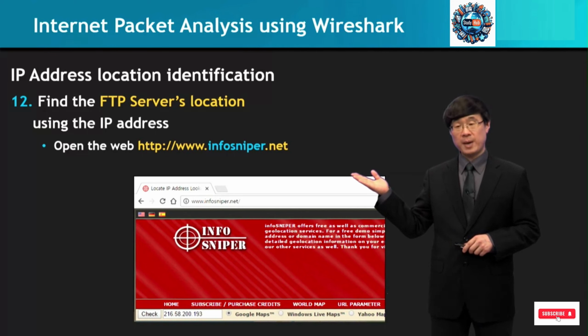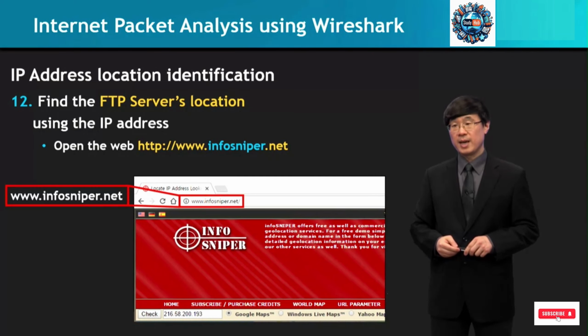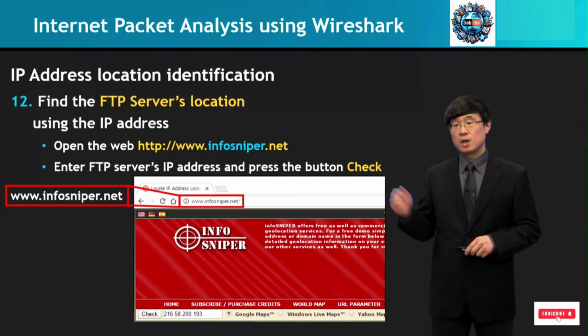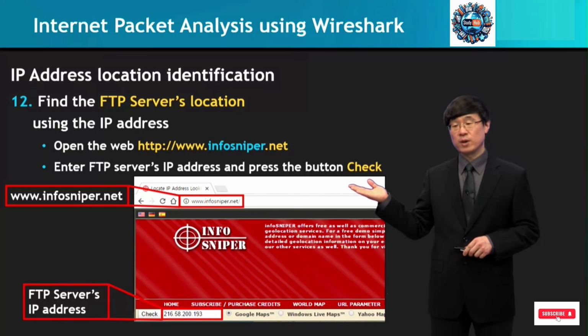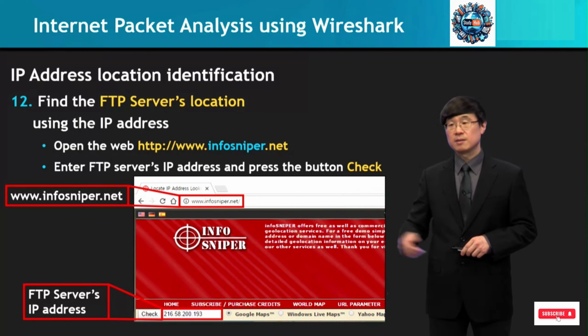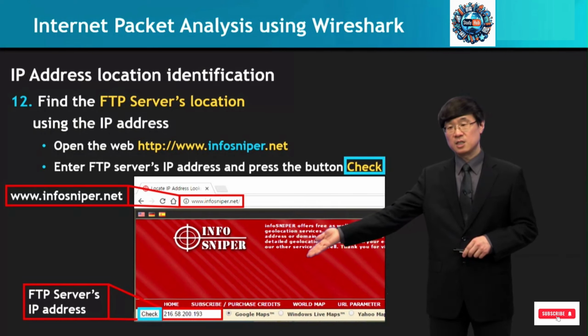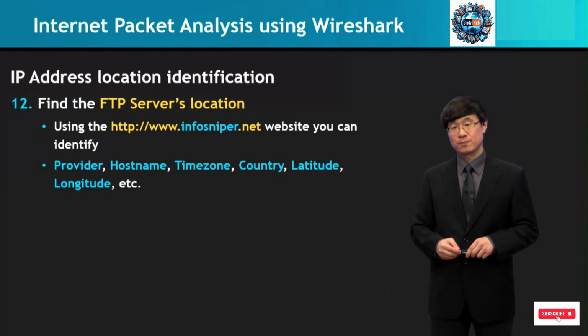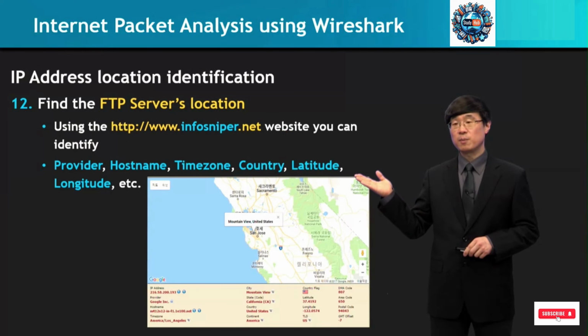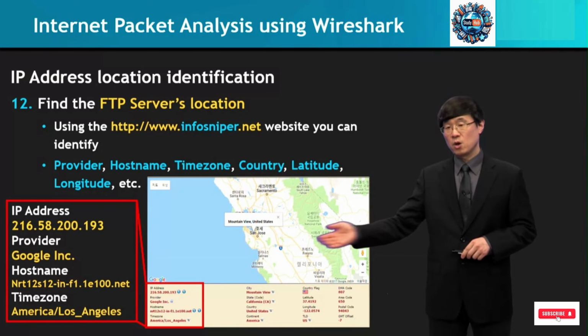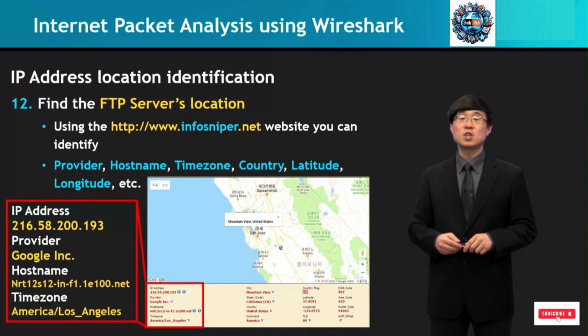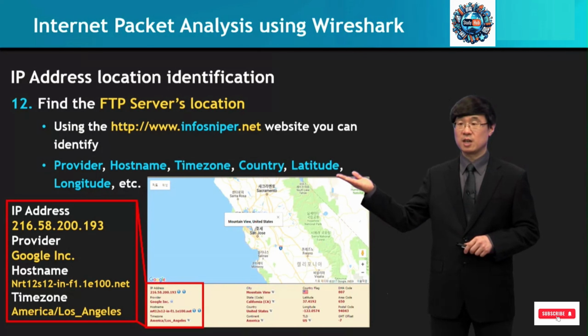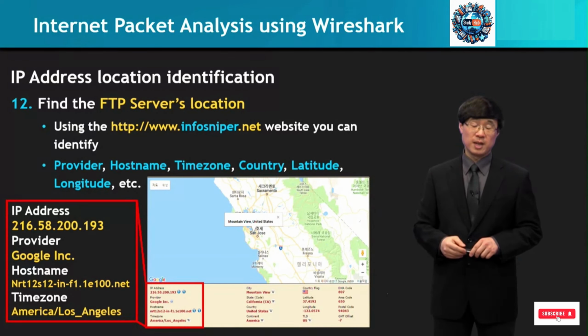And you can open the web page, which is infosniper.net, which you can see right here. And using that, you can enter the FTP server's IP address right down there, and then you can click on the check button that you see right there. Next, using this information, you can see this type of a map with the information provided over there, which includes IP address, the provider, the host name, the time zone. In addition, you can also see additional information such as the country, the latitude, and the longitude, and other information as well.